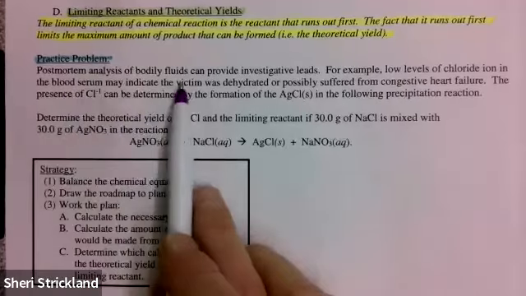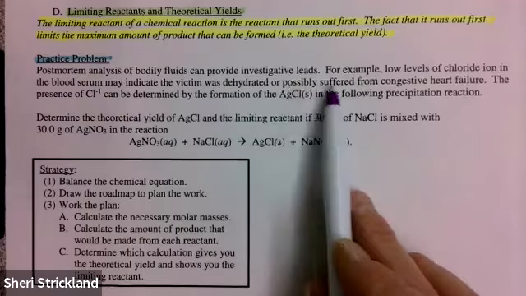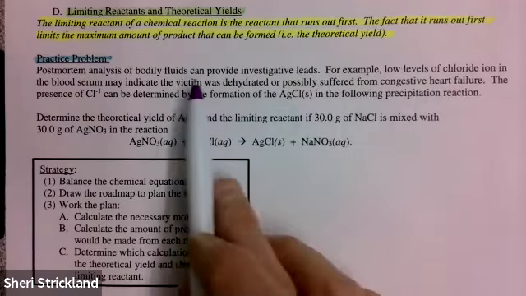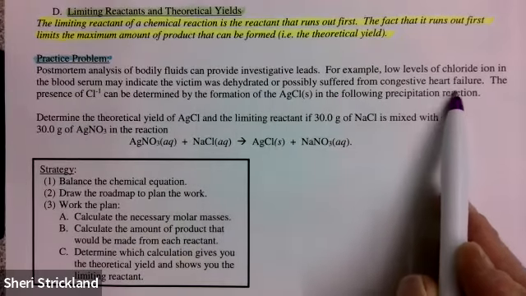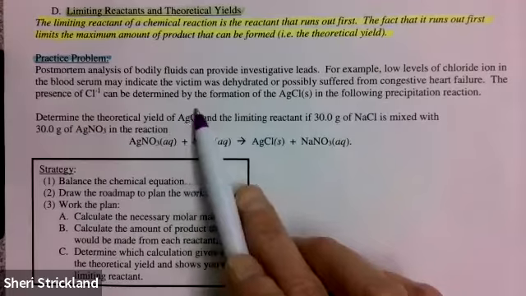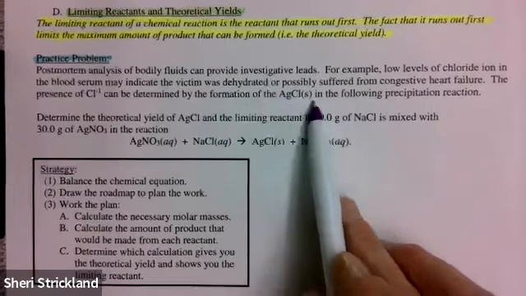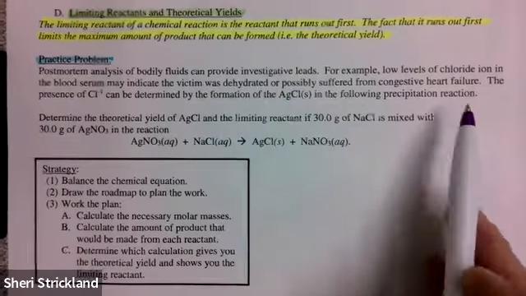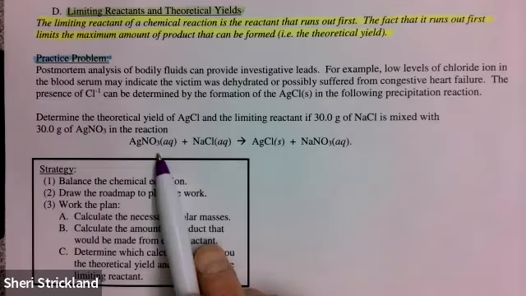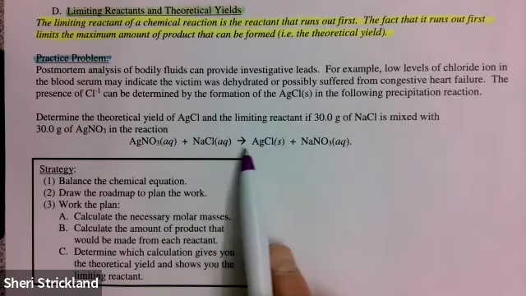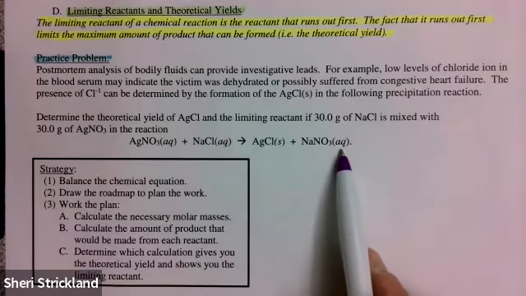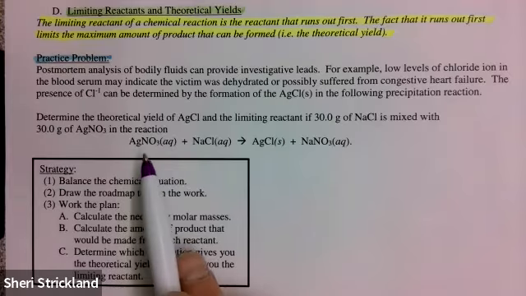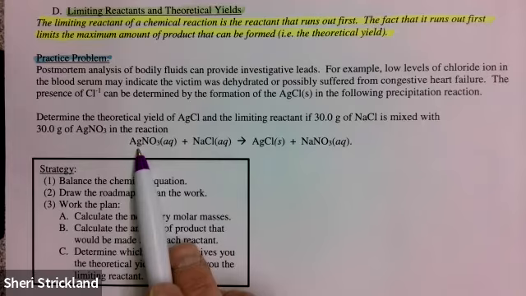All right, post-mortem analysis of bodily fluids can provide investigative leads. For example, low levels of chloride ions in the blood serum may indicate that the victim was dehydrated or possibly suffered from congestive heart failure. The presence of chloride ions can be determined by the formation of silver chloride in the following precipitation reaction. Okay, and that's this one down here. Silver nitrate plus sodium chloride would give you the precipitate, silver chloride, and sodium nitrate would be the other product, because remember, in a precipitation reaction, that's one of these double replacement or metathesis reactions where the cations change places.